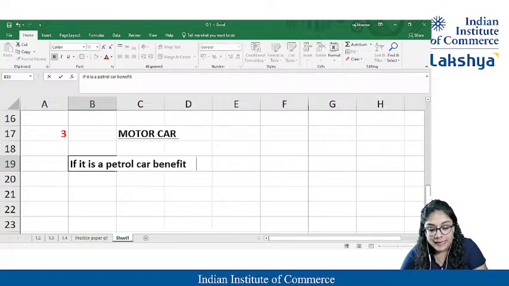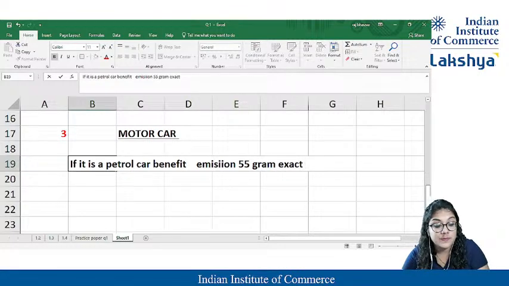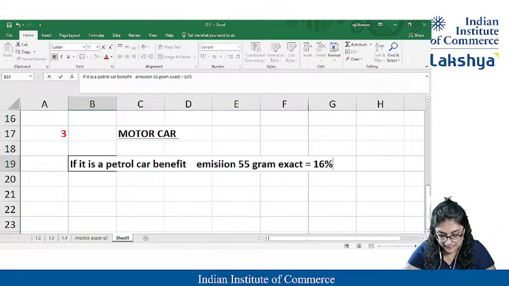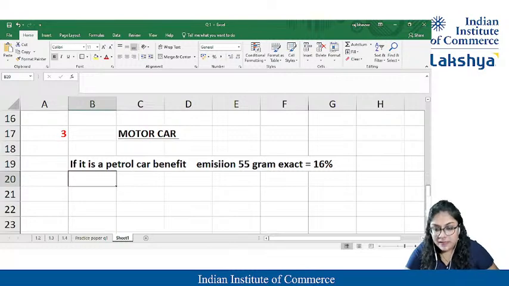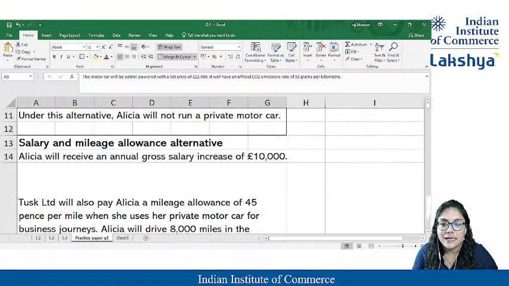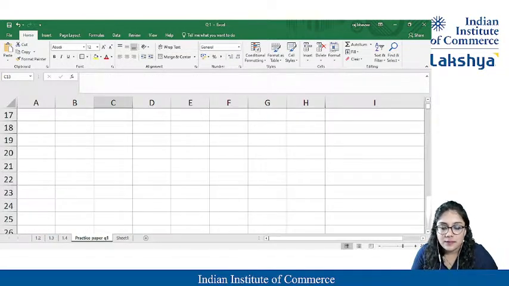Yeah, and smoke and emission they are doing, and if it is more than or equal to 55 grams, but in the question it is exactly 55 grams, then obviously the percentage we are considering is 16%. Cool. So even this I got the situation. Now we are done with the first understanding, and now salary, mileages and allowances are something which has been tested in the second part.